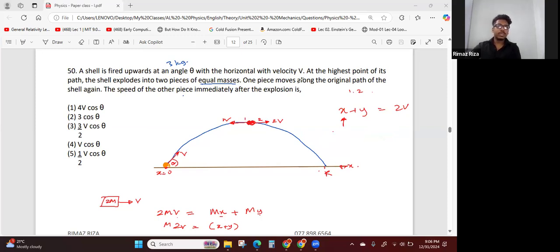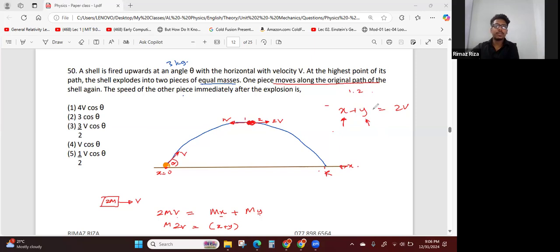But since in this question it says the one piece moves along the original path, I think this question is not complete. So keep in mind it is not necessarily that both will move with the same speed after the explosion. They can have different values. So you can see we can put different values.